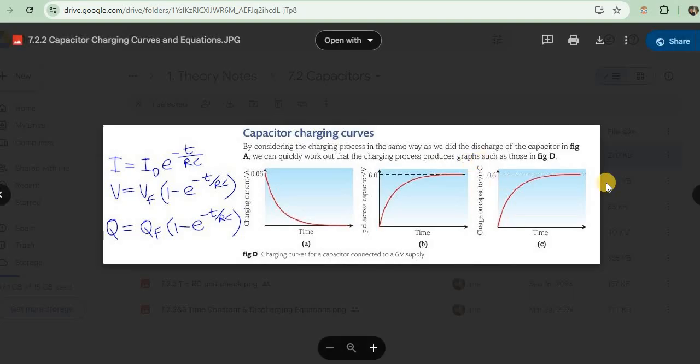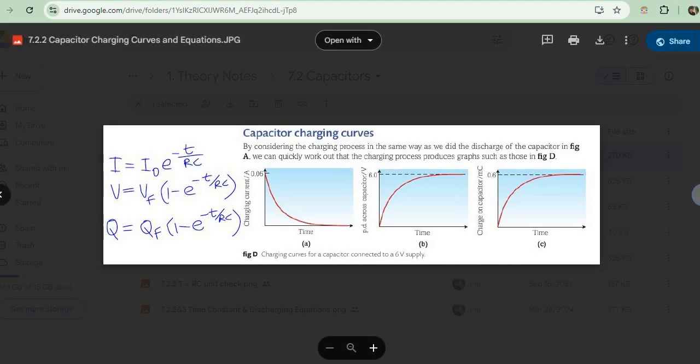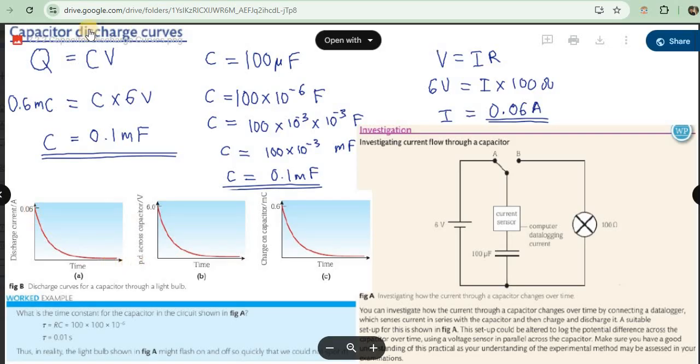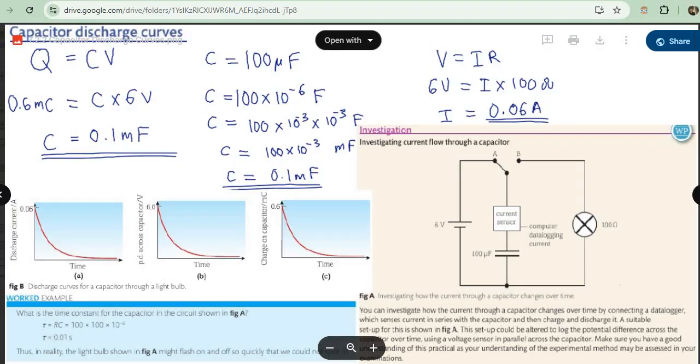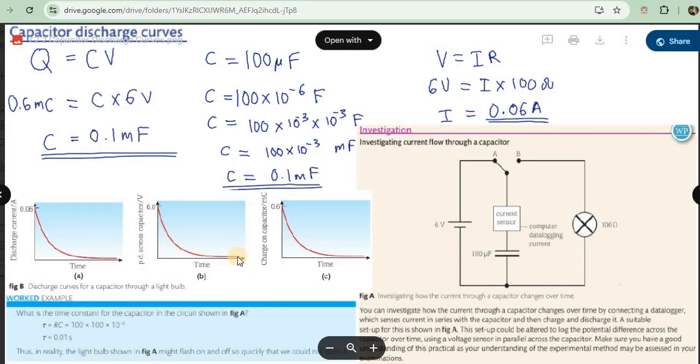The rate decreases with time because there is repulsion from the charges that are already present for the incoming charges when the capacitor is charging. When the capacitor is discharging, you can see again the gradient is decreasing with time. Remember, these three are for discharging capacitors. The potential difference across the capacitor was initially 6 volts because it was fully charged, and then it dropped to 0 volts. See, it drops to 0 eventually.